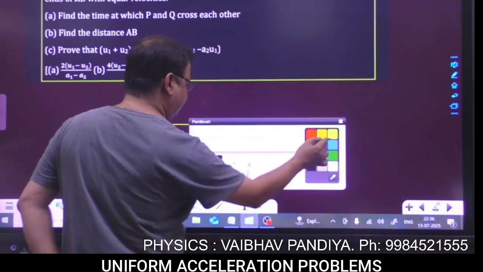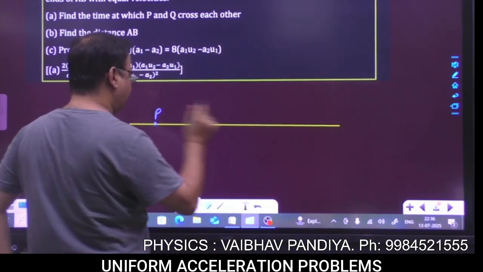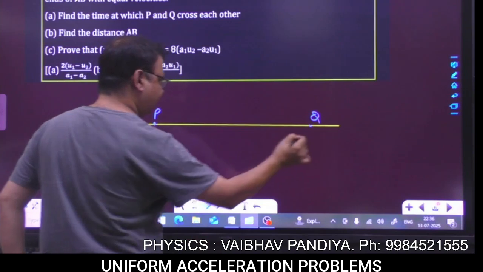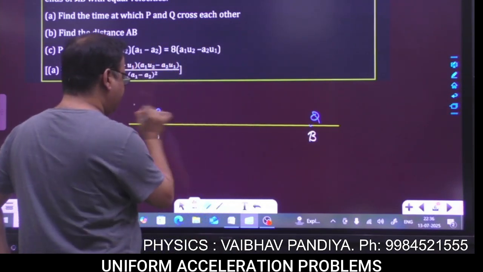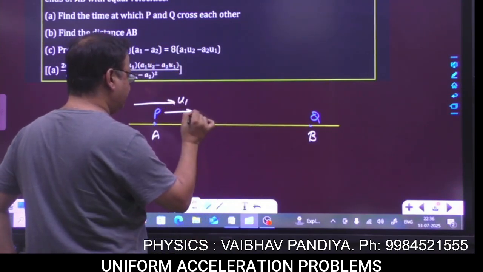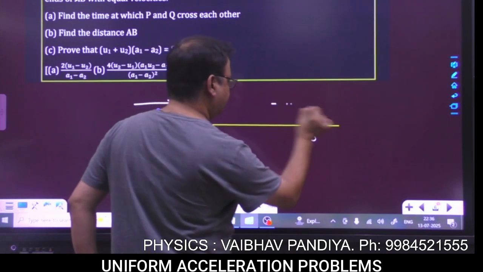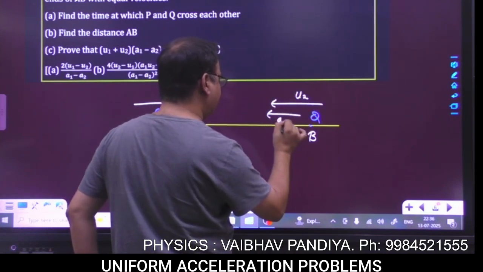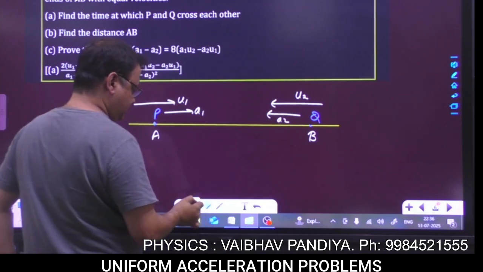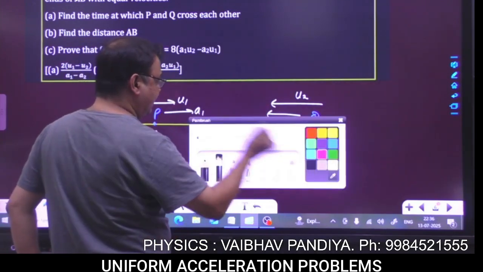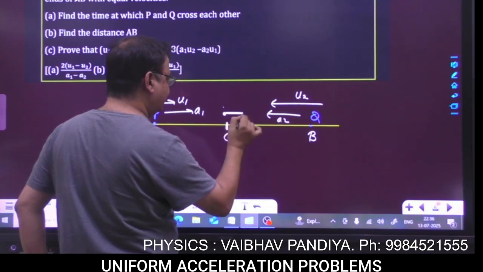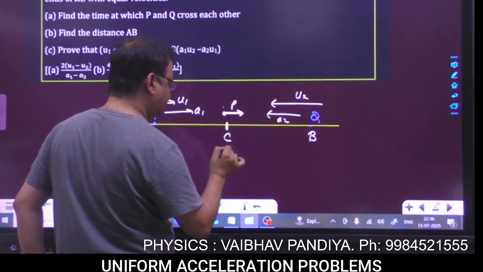So we have two particles, correct? One is P and one is Q. P is starting from the point A and Q is starting from the point B. P has the initial velocity u1 and acceleration a1 towards Q, and Q has initial velocity u2 and acceleration a2 towards P, correct? And they are crossing each other. So C is the midpoint. So they are crossing each other at the midpoint, correct?